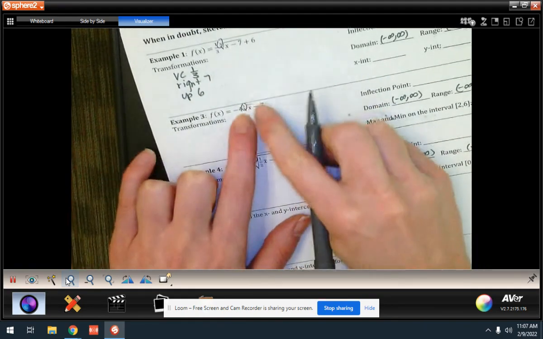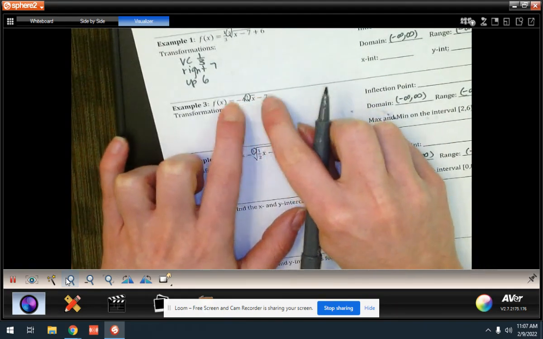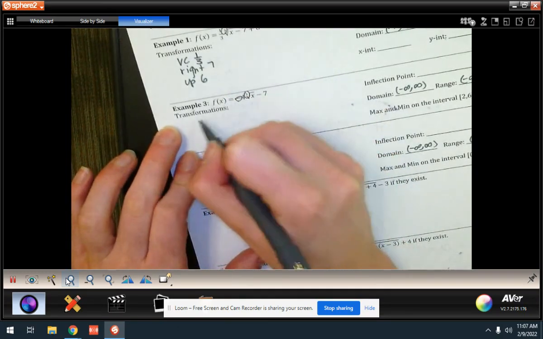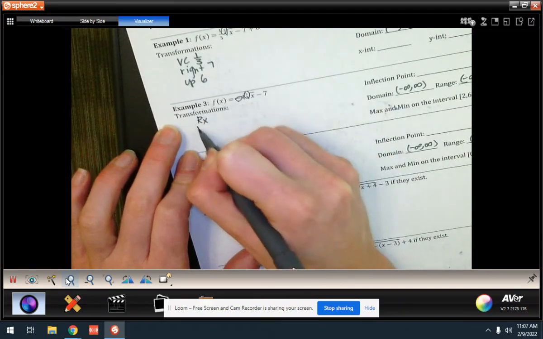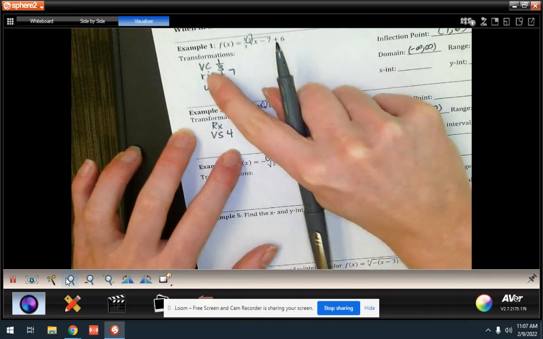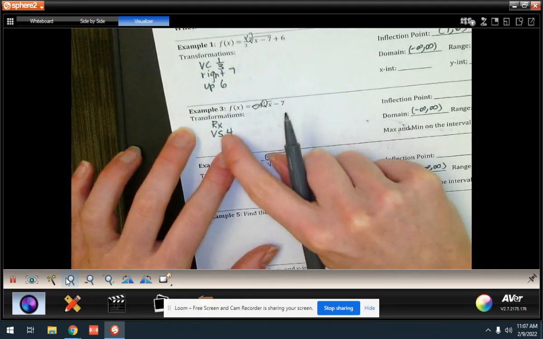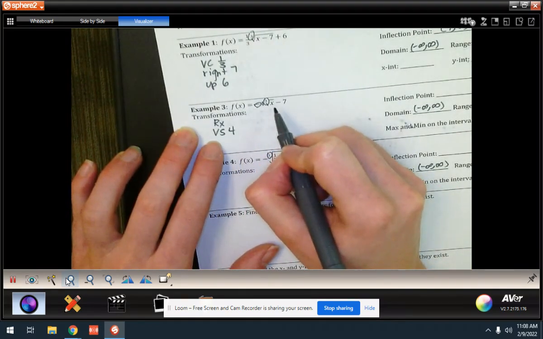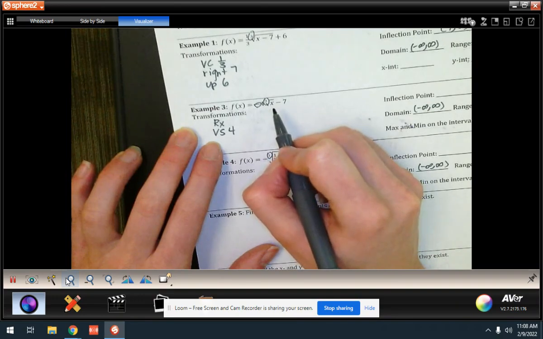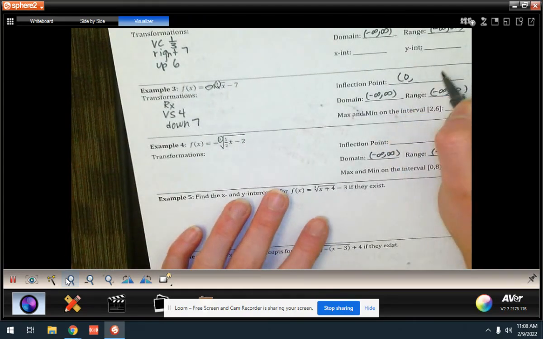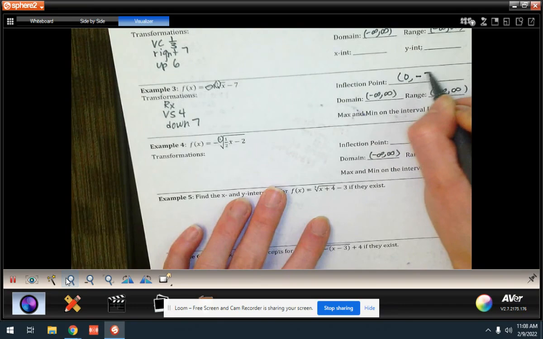Here, the only thing under this cube root is the x. So all of these transformations are happening outside the function. So we have an Rx. We have a vertical stretch by 4. Anytime the scale factor is smaller than 1, you use C. Anytime it's bigger than 1, you're using S for vertical. And then we haven't been moved right or left because there's nothing happening to x. It is outside, so down 7. So our inflection point is still at 0 for our x coordinate, but it has been moved down 7.